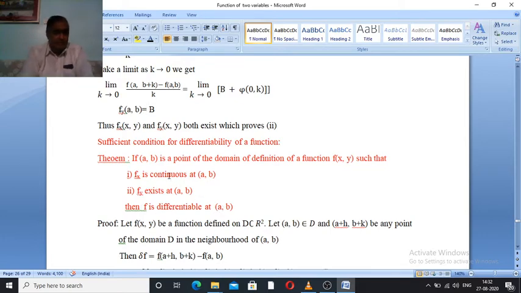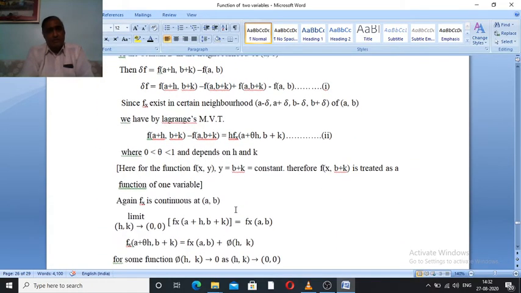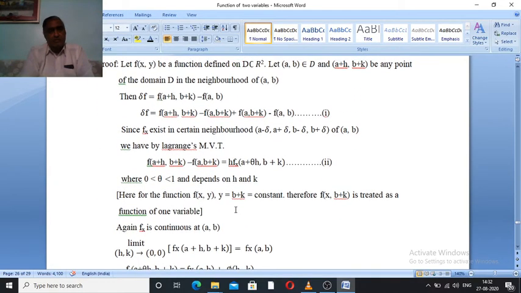Means that these two first order partial derivatives exist with respect to x and y. Then we have to show that f is differentiable at a, b. Proof.